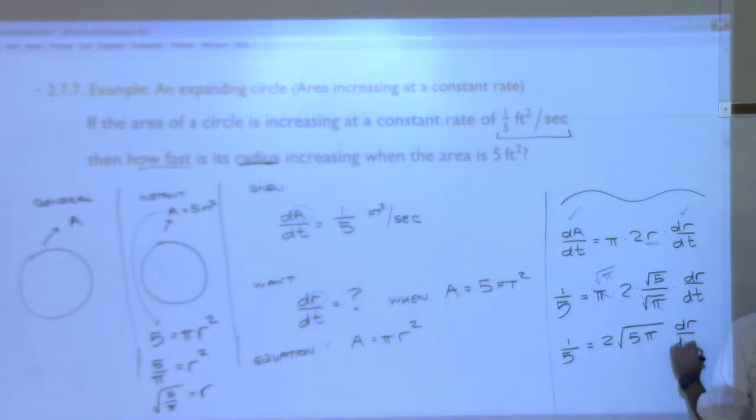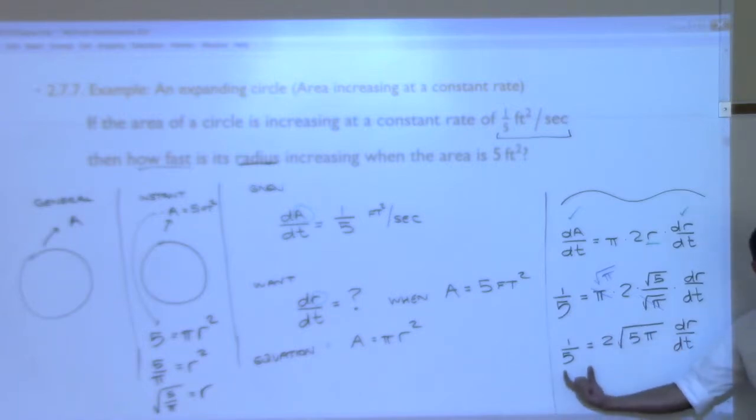What did I do there? Just put the 2 out front. I put root pi and root 5 together under one root. And now my dr dt. And now I'm just going to divide that on both sides. So just divide that over, and that should be our result.